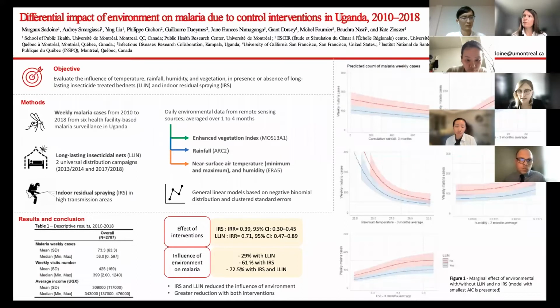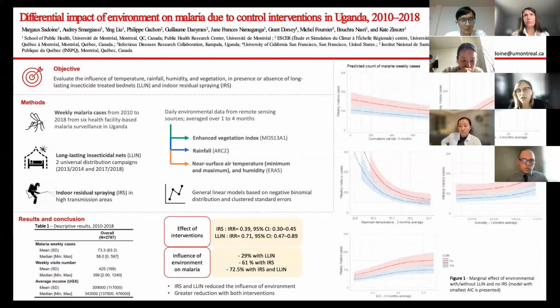We compared this period between them and kept the model with the smallest AIC. The analysis was performed with general linear models based on negative binomial distribution and cluster standard errors. The weekly visits at the clinic were the offset of the model, and we also included the regional monthly household income as a covariate. So from the descriptive table, you can see that for the period 2010 to 2018, there was an average of 73.3 weekly cases across the 6 facilities and 425 weekly visits.